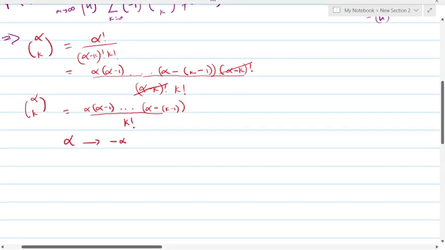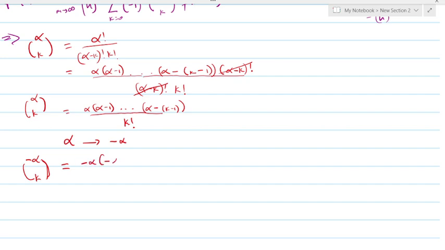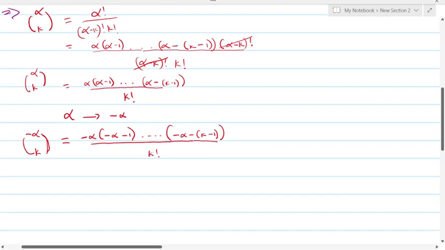So what we have will be minus alpha combination k. At this point we have minus alpha minus 1 dot minus alpha minus k minus 1, then everything over k factorial. Here we can factorize minus 1 outside.